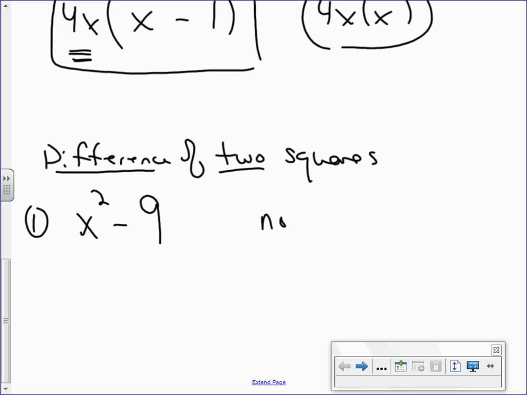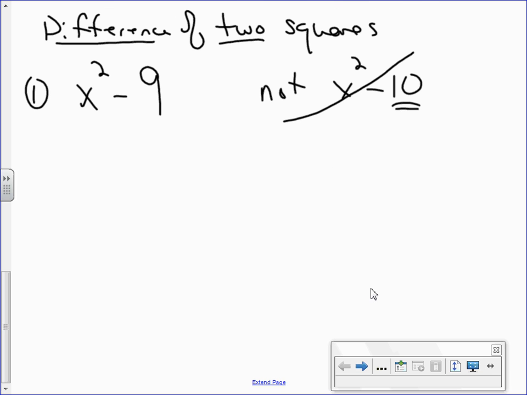You would not see x squared minus 10 as a difference of 2 squares because 10 is not a perfect square. There are things you can do with that, but they don't quite fit into this category for right now. So we will not be doing that. Difference of 2 squares factor into a binomial times another binomial, one with a plus, one with a minus. Hopefully y'all remember this.